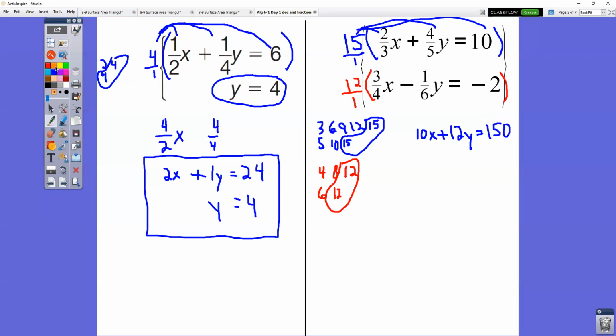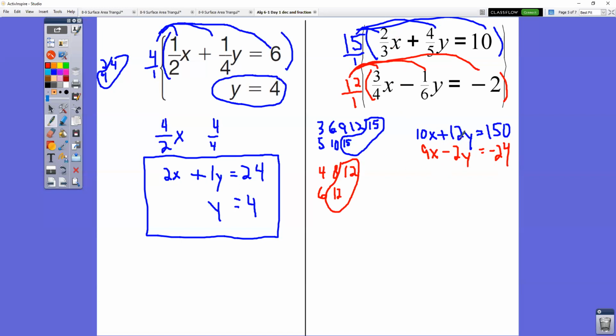For the second one, 12 times 3 is 36. 1 times 4 is 4. 36 divided by 4 is 9x. 12 times 1 is 12. 1 times 6 is 6. So 12 divided by 6 is 2. So we'd have minus 2y. And then 12 times negative 2 is negative 24. And then we could go and solve the problem from there.